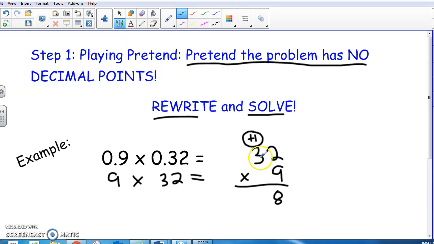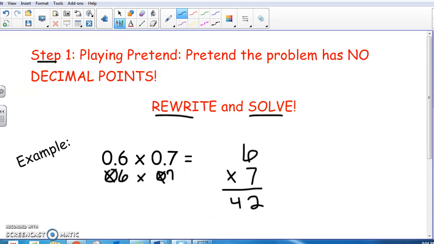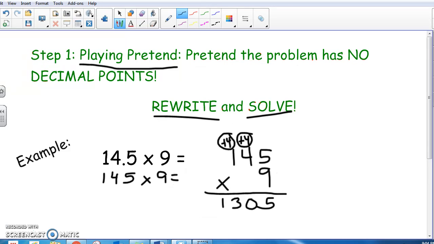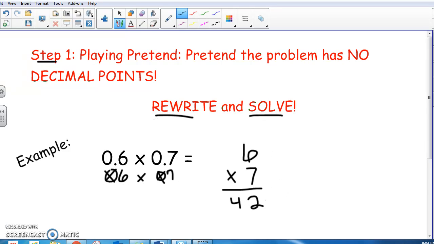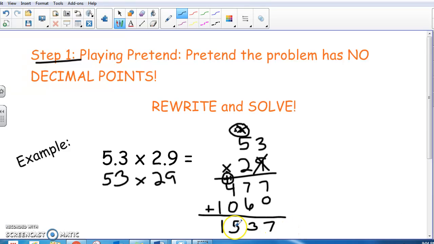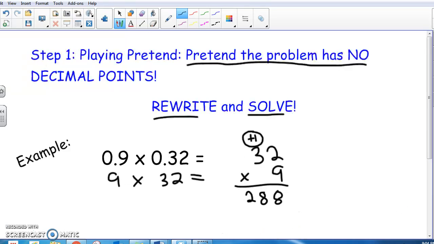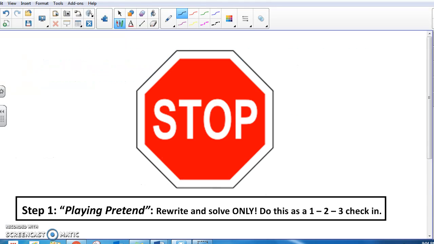And 9 times 3 is 27, plus 1 is 28. So again, I just went through and I just pretended. I got to play pretend that these problems have no decimal points in them. They simply are whole numbers that we're multiplying together. This will allow us to get the digits that are part of the answer. The second step, we'll be worrying about that decimal point.